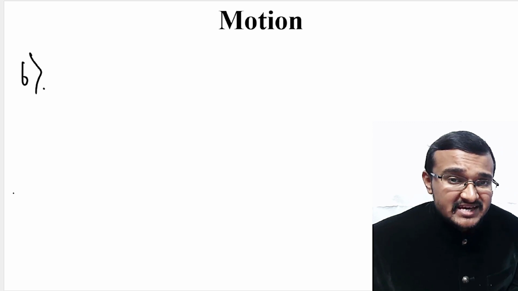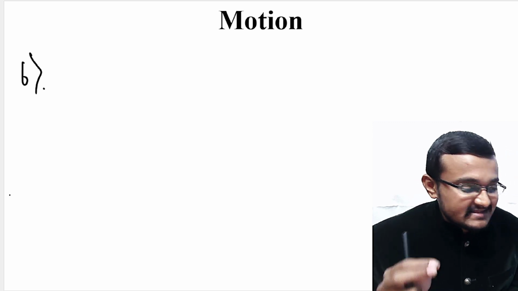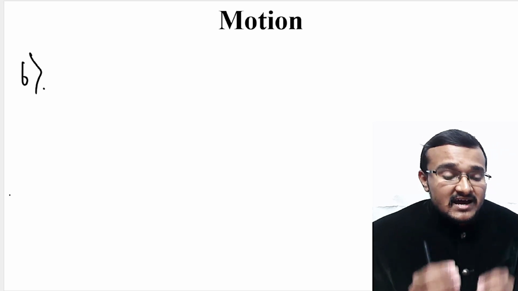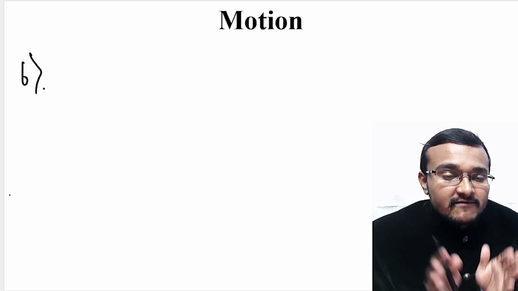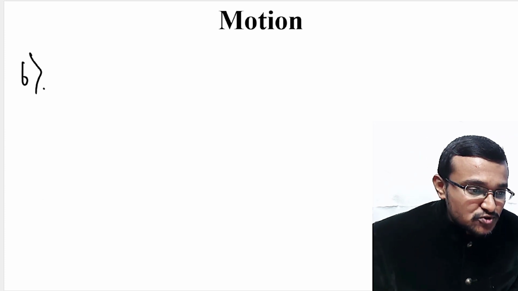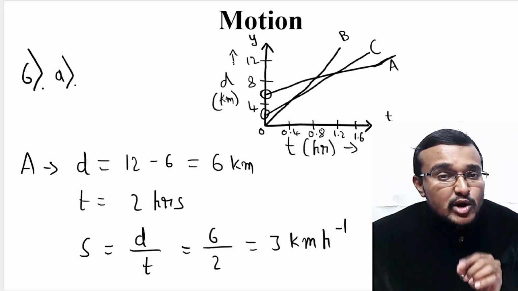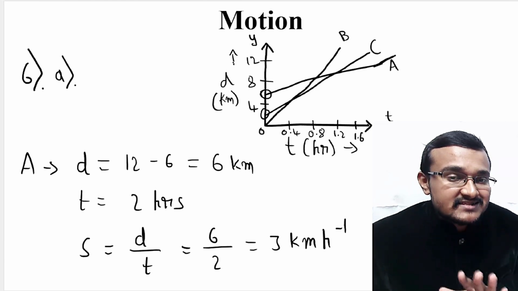So now coming to the B question in this sixth question, here they are asking, are all three ever at the same point on the road? That means at any point were all three together. So you should look at this graph and see at which point all these three were at the same point.